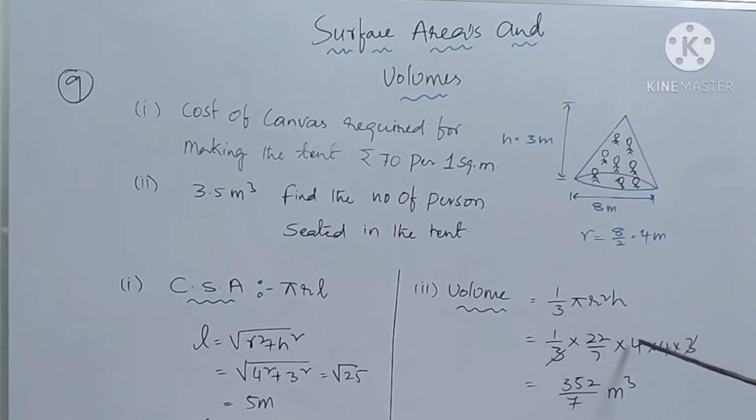Volume units are meter cube. R square means meter into meter, and height is again meter. Meter square into meter is meter cube. So the volume of the conical tent is 352 by 7 meter cube.